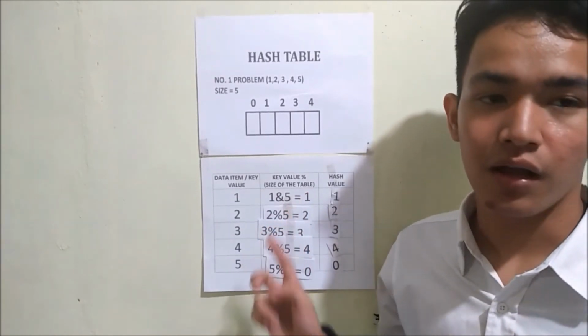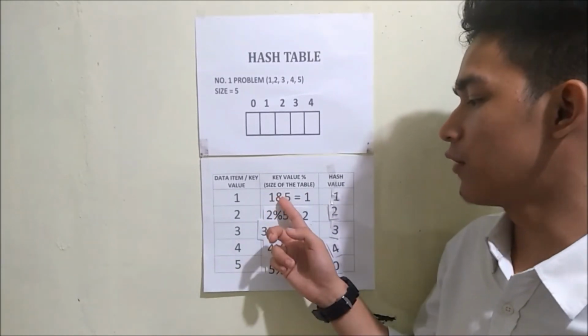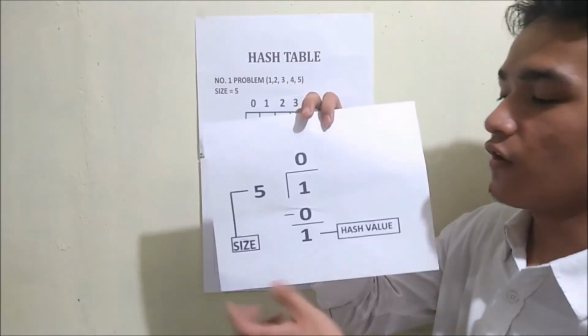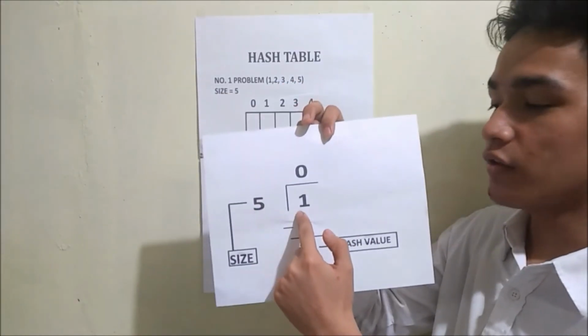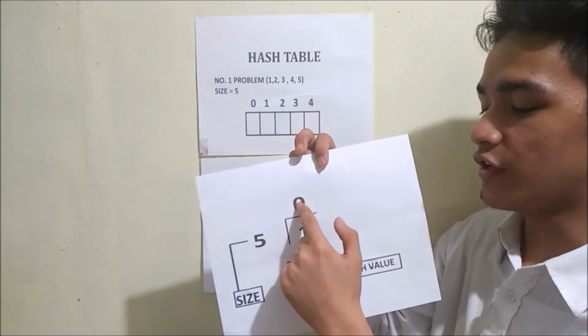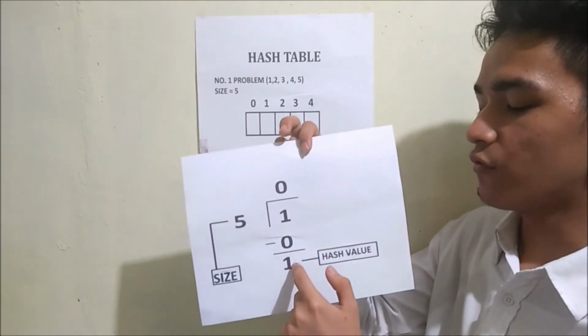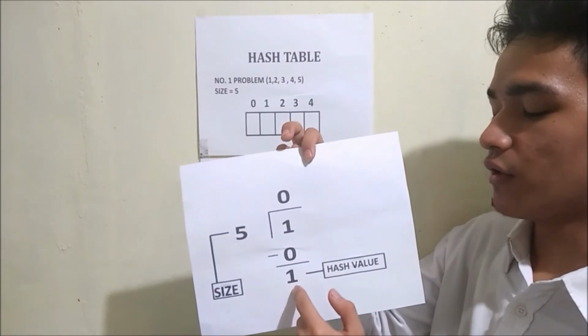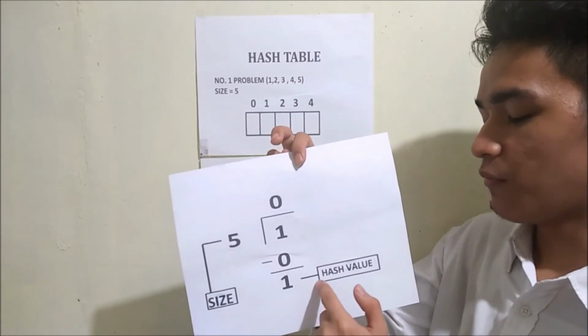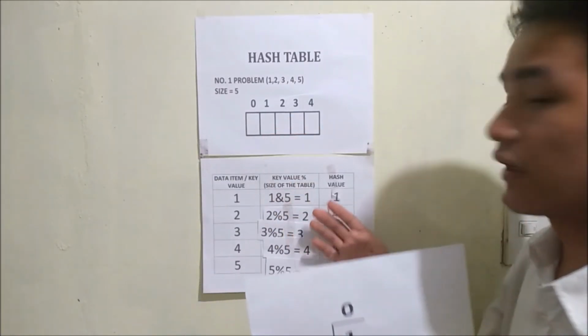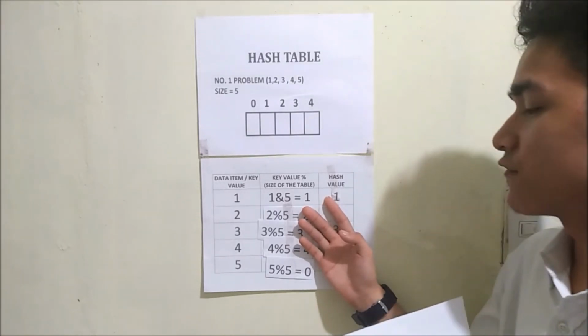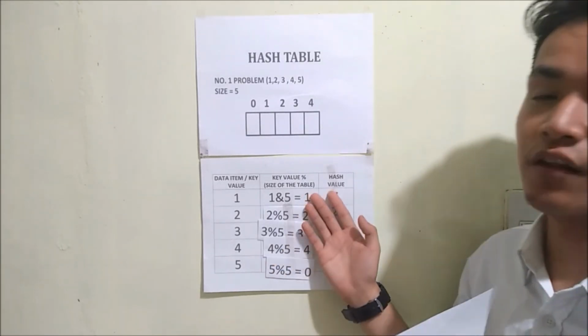Diba sabi ko nga, ang magiging equivalent nito is ganito. 1 divided by 5, so 0 times 5 is equal to 0. Tapos, ang magiging sagot is 1. Yung remainder na to is magiging hash value. Makikita nyo dito is ang hash value na is 1 kasi yun nga po yung remainder 1.